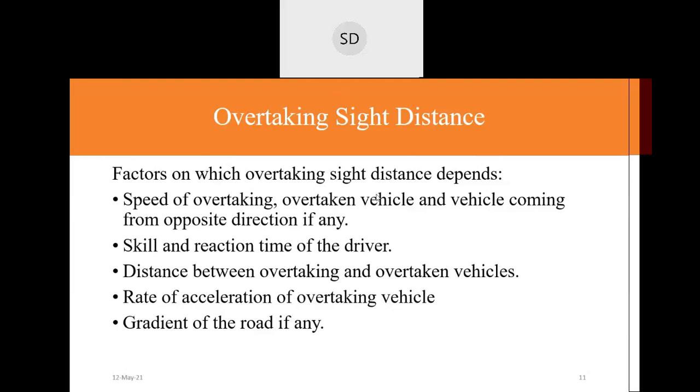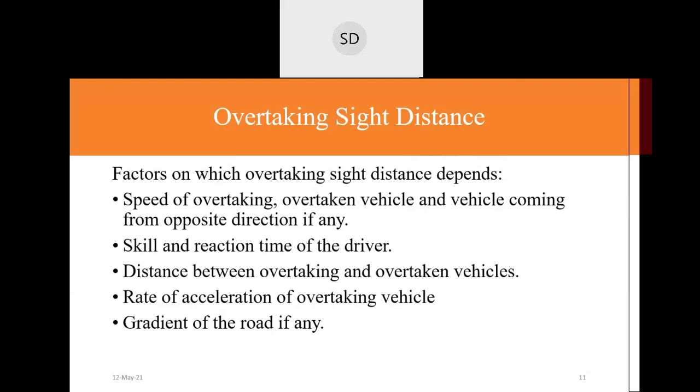So in our last class, we discussed stopping sight distance. Today we will be discussing overtaking sight distance. If you go for the definition of the overtaking sight distance, it is the minimum visibility required for a driver to overtake a slow moving vehicle.